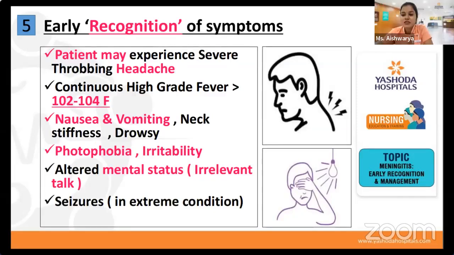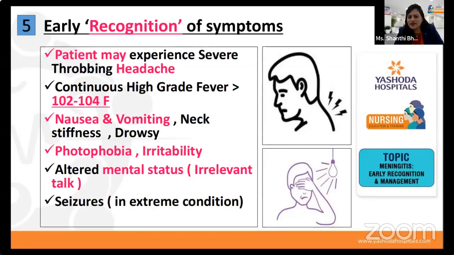Early recognition of symptoms is very important in meningitis. While receiving the patient, you may see severe throbbing headache, continuous high-grade fever, 102 degrees Fahrenheit to 104 degrees Fahrenheit. The patient may experience nausea, vomiting, neck stiffness, drowsiness, photophobia, irritability, and altered mental status like irrelevant talk. In extreme cases, the patient may experience seizure-like activities also.